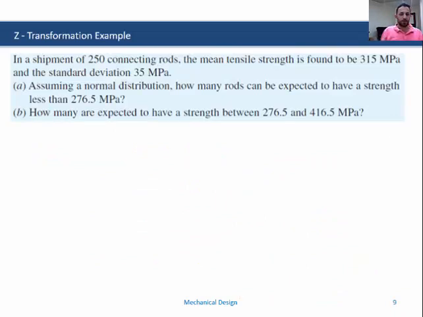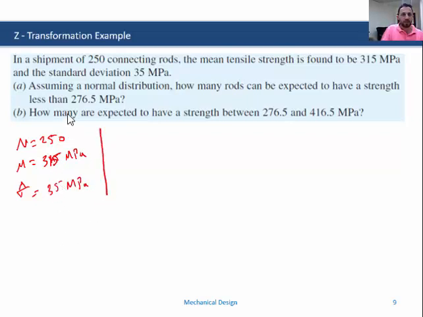Let's take another example. In a shipment, we have 250 connecting rods. The mean tensile strength is given as 315 megapascal, and the standard deviation is given as 35 megapascal. Now assume that this scenario is normally distributed.